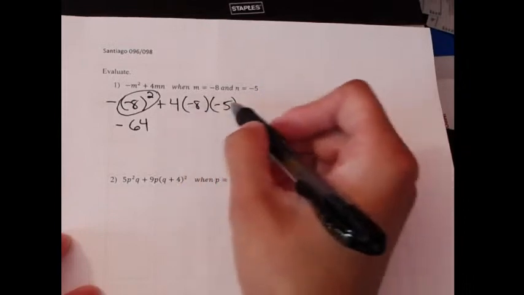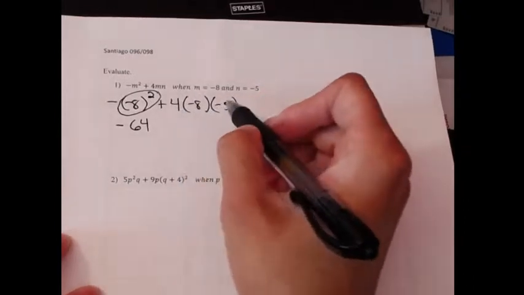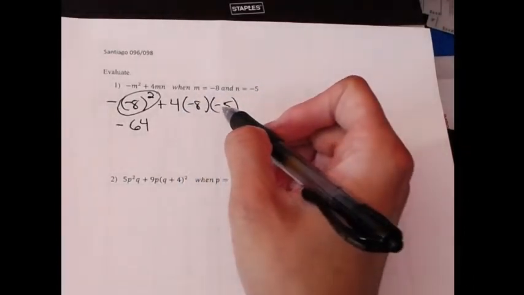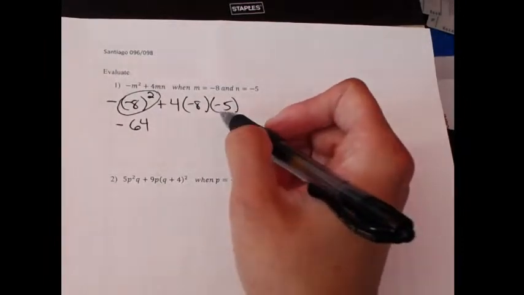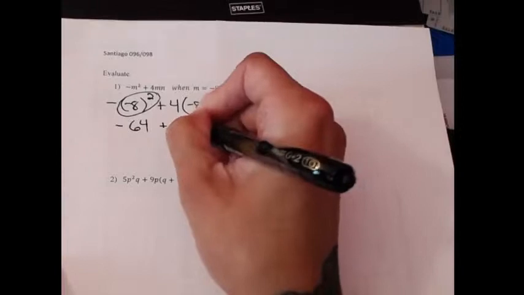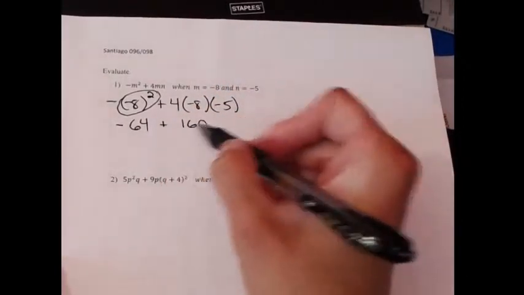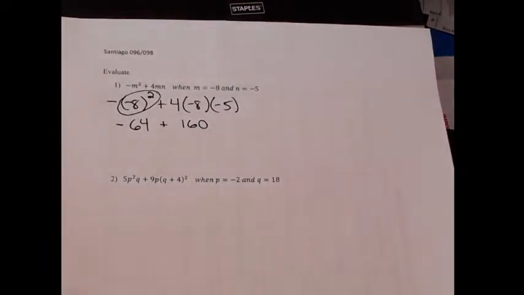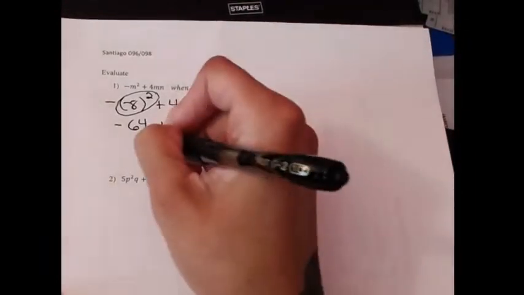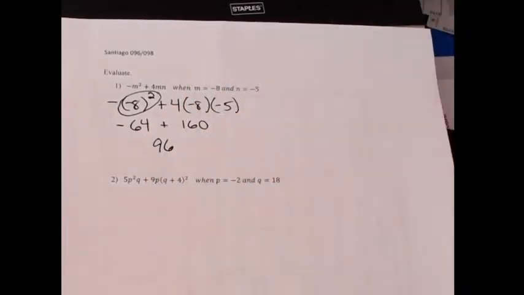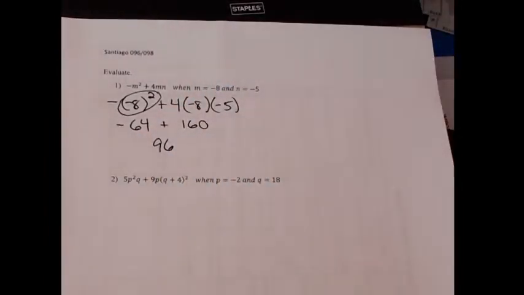So now, notice here we have 4 times a -8 times a -5. 4 times a -8 times a -5 is going to give us a positive 160. And all we have to do is move from left to right. So -64 plus 160 gives us a final answer. Yes, Hannah, perfect, of 96. Beautiful.